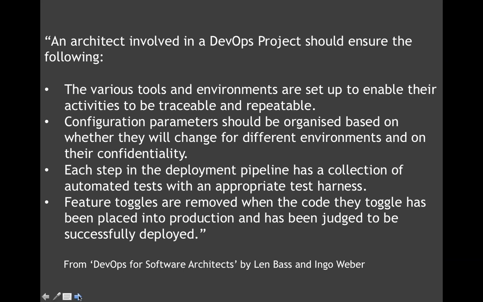And in fact, there are books out there on this subject as well. So this is an extract from the book titled DevOps for Software Architects by Len Bass and Ingo Weber. And this is a nice summary. The book is quite long, a good 6 hour plus read, probably 350 pages. But this was quite a nice summary of what an architect involved in a DevOps project should ensure is happening.